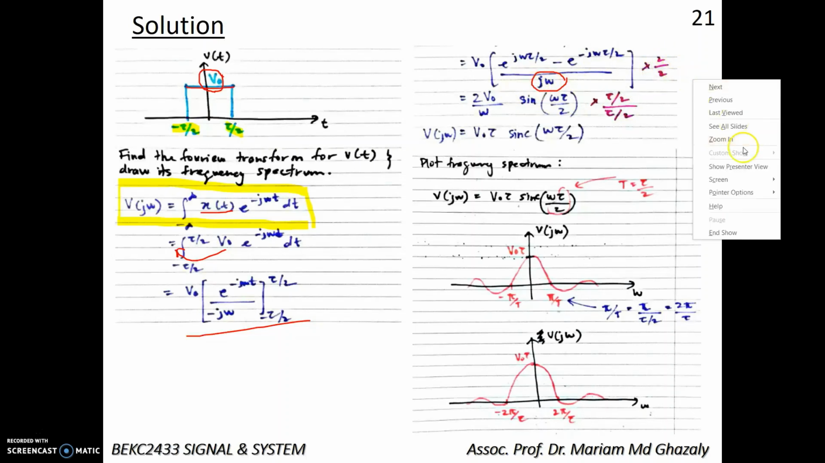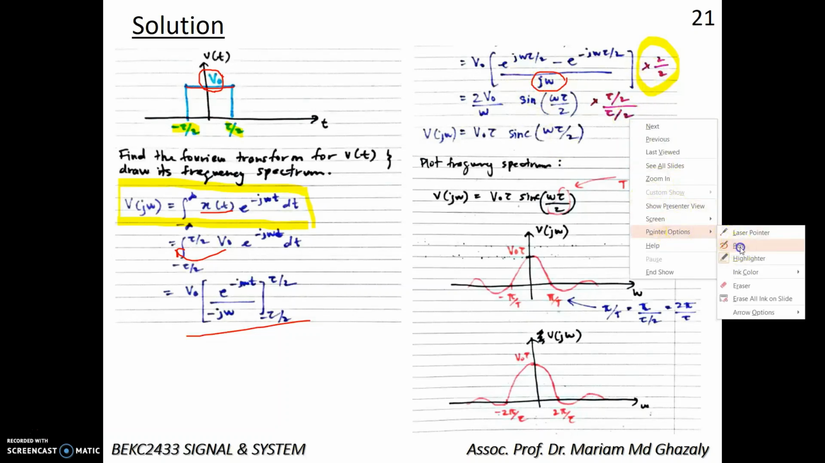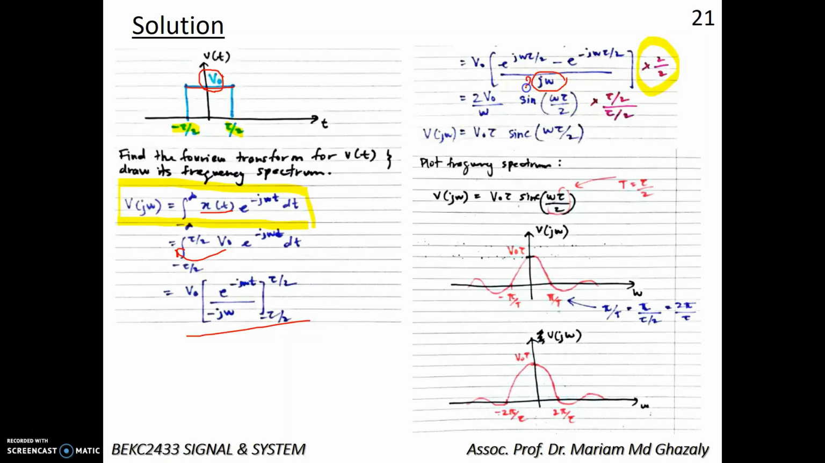That is the reason why you multiply this equation by 2 over 2, so that you have 2j in the denominator. Once you have this 2j, you will have the 2, and this omega you take out over here. So you will have this equation as sine of omega tau over 2, and this is 2 V naught over omega, where this 2 will be at this point.